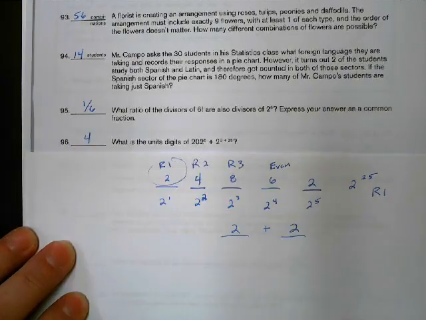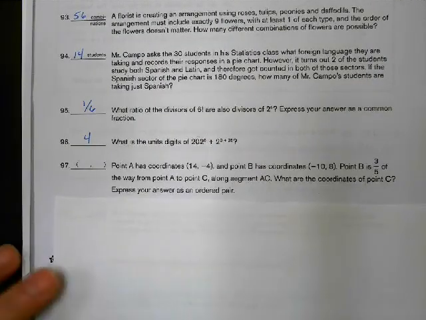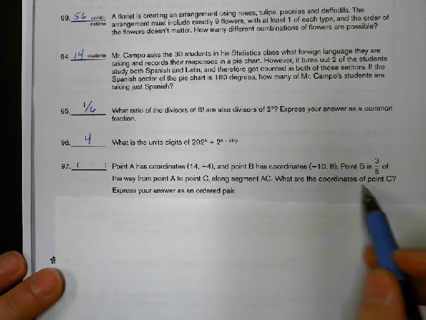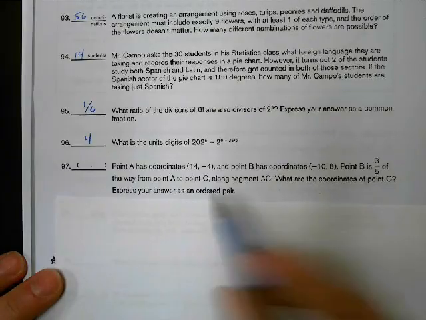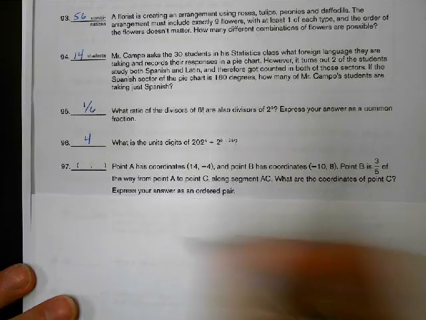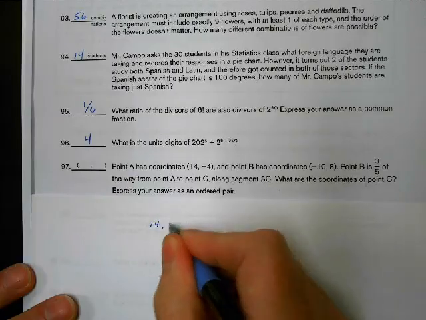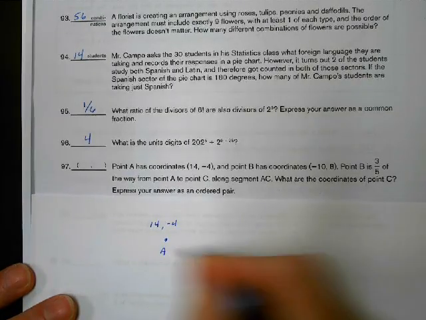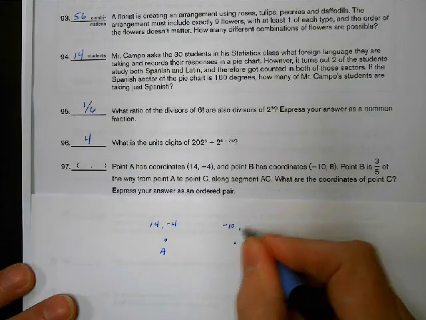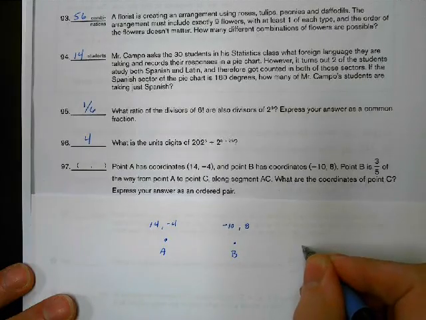97. Moving on. Point A has coordinates of 14, -4. Point B has coordinates of -10, 8. Point B is 3/5 of the way from point A to point C along segment AC. What are the coordinates of point C? All right, so here's how I might do this. I'd say here's A at 14, -4. Here's B at -10, 8. C is on the same line over here, and we want its coordinates.